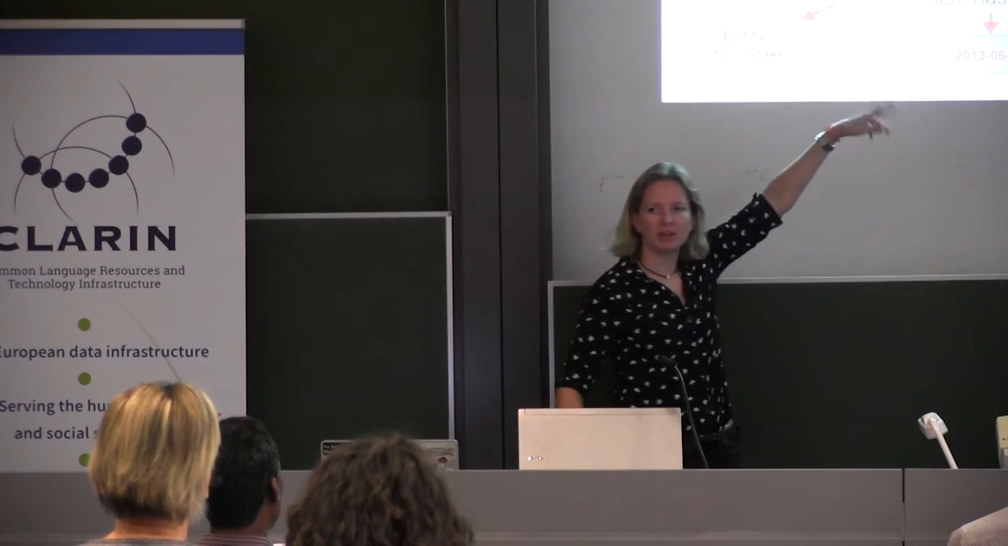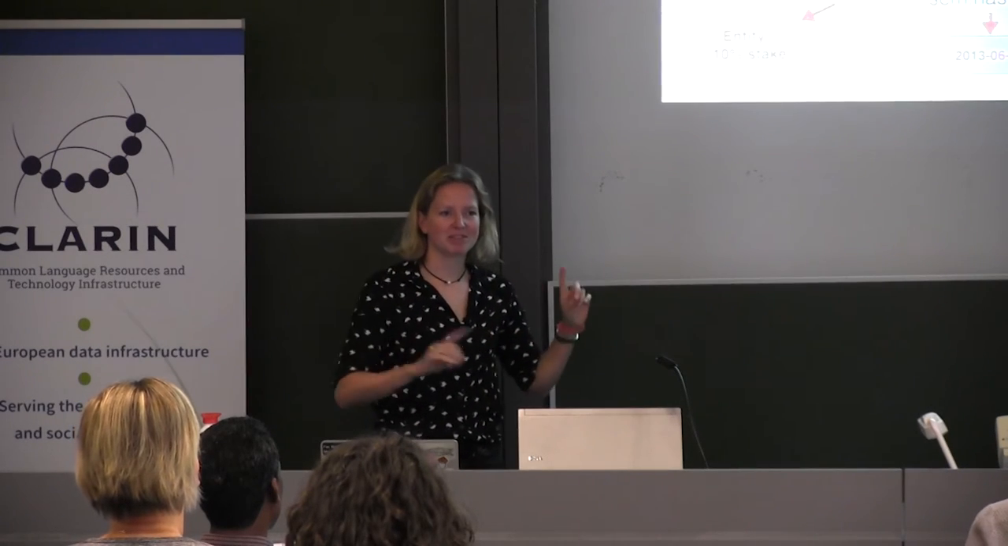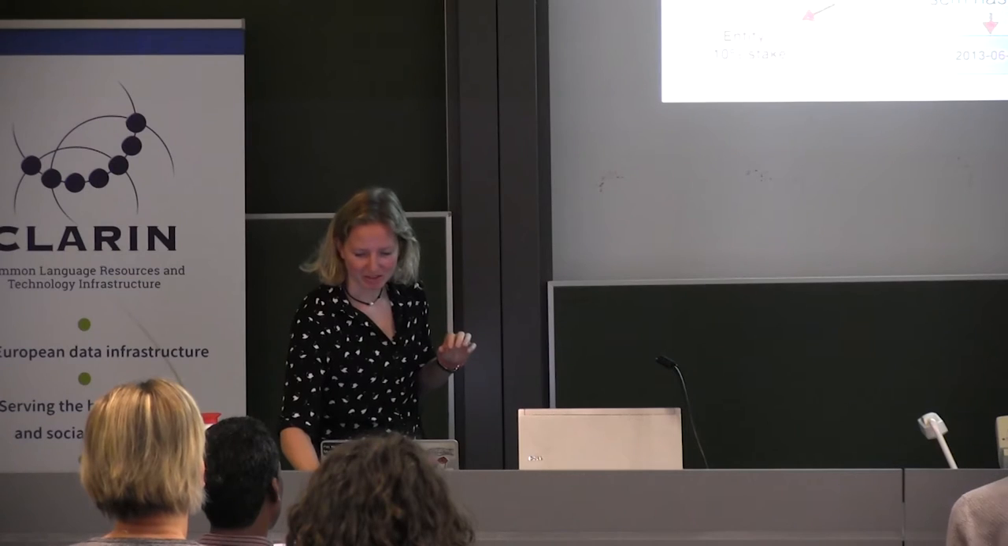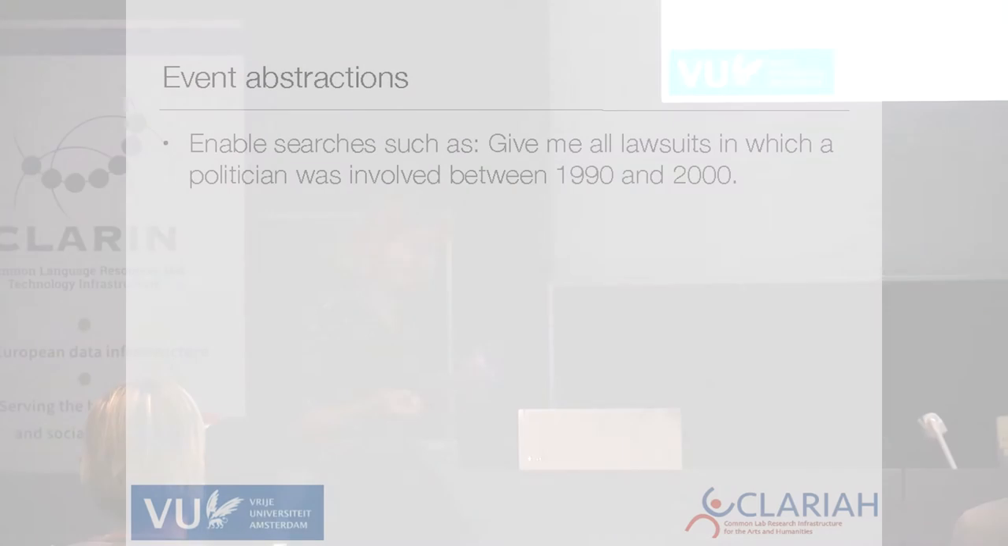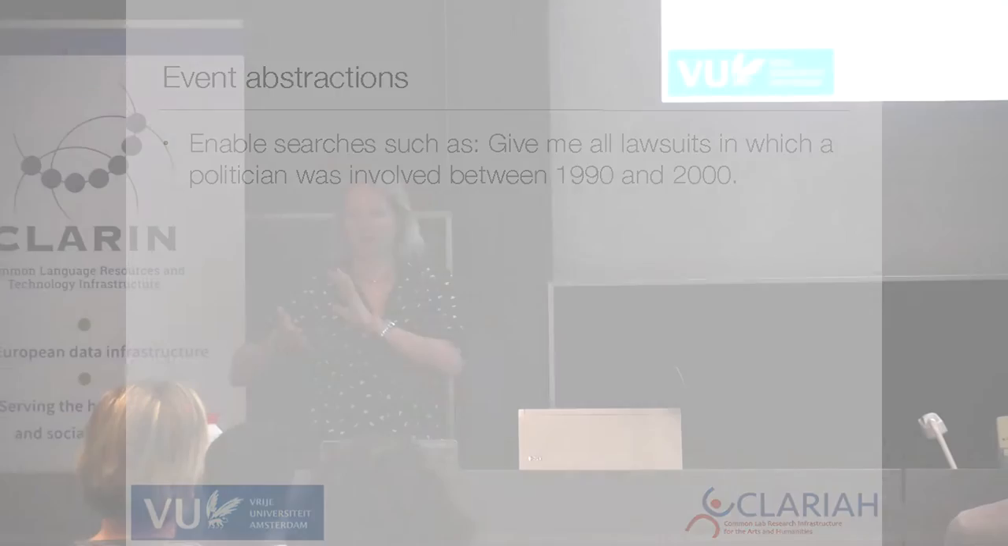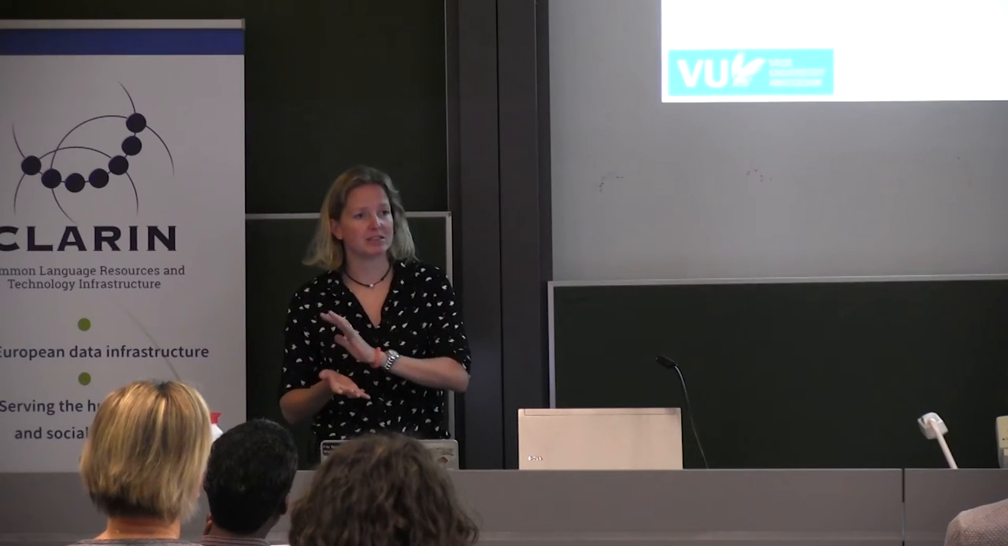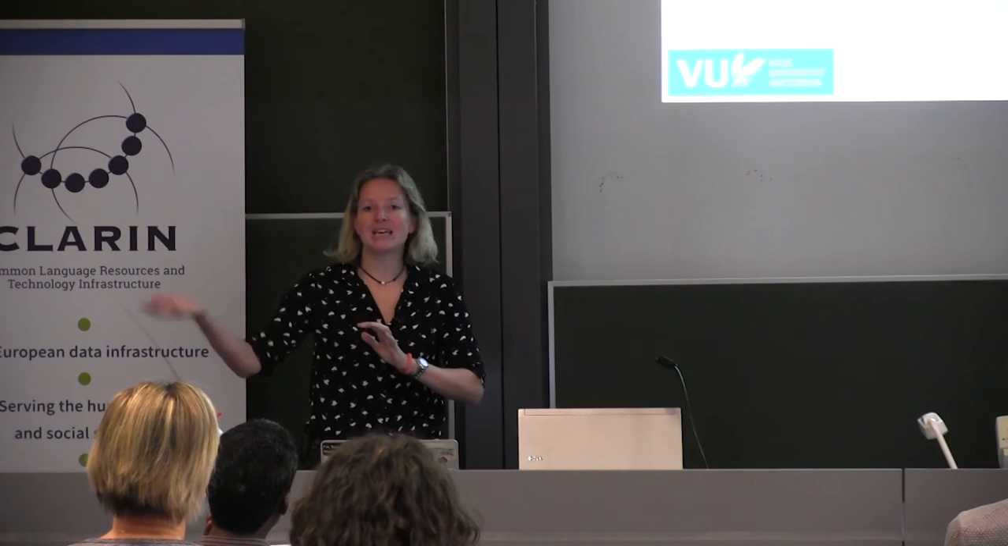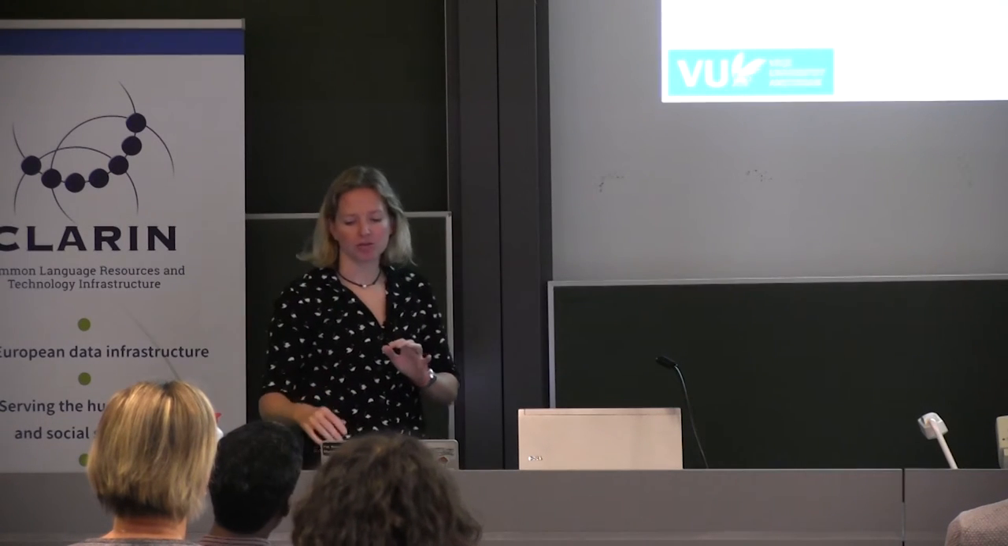And we also keep track of where this information comes from, but I haven't represented that in full detail in this graph, because then you wouldn't want that. And that actually allows you to do all sorts of really complex searches. So give me all the lawsuits in which a politician was involved between 1990 and 2000. Because we have these multidimensional event representations, and we have information about types of entities and types of events in our data as well, that we get from adding all these external resources.